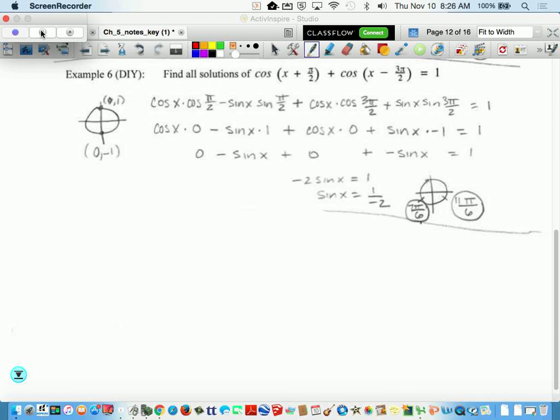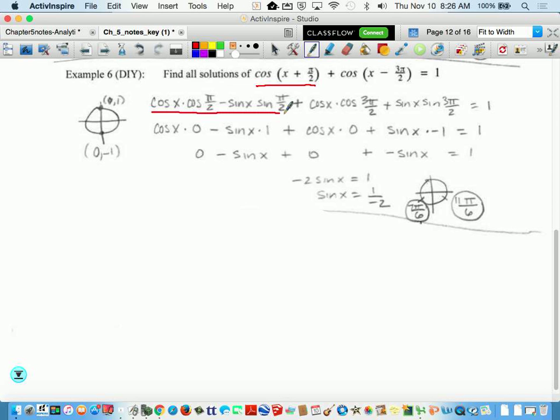So here's what it would look like. When you do the cosine here, cosine, cosine, sine, sine. When you do the cosine here, cosine, cosine plus sine, sine.